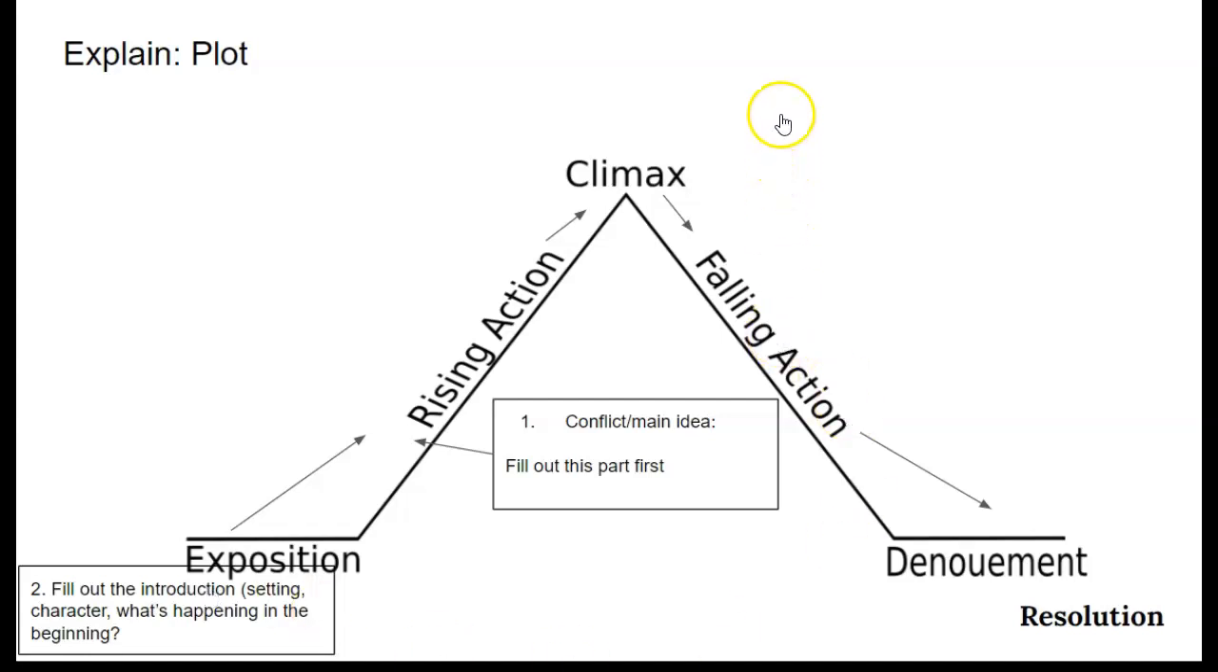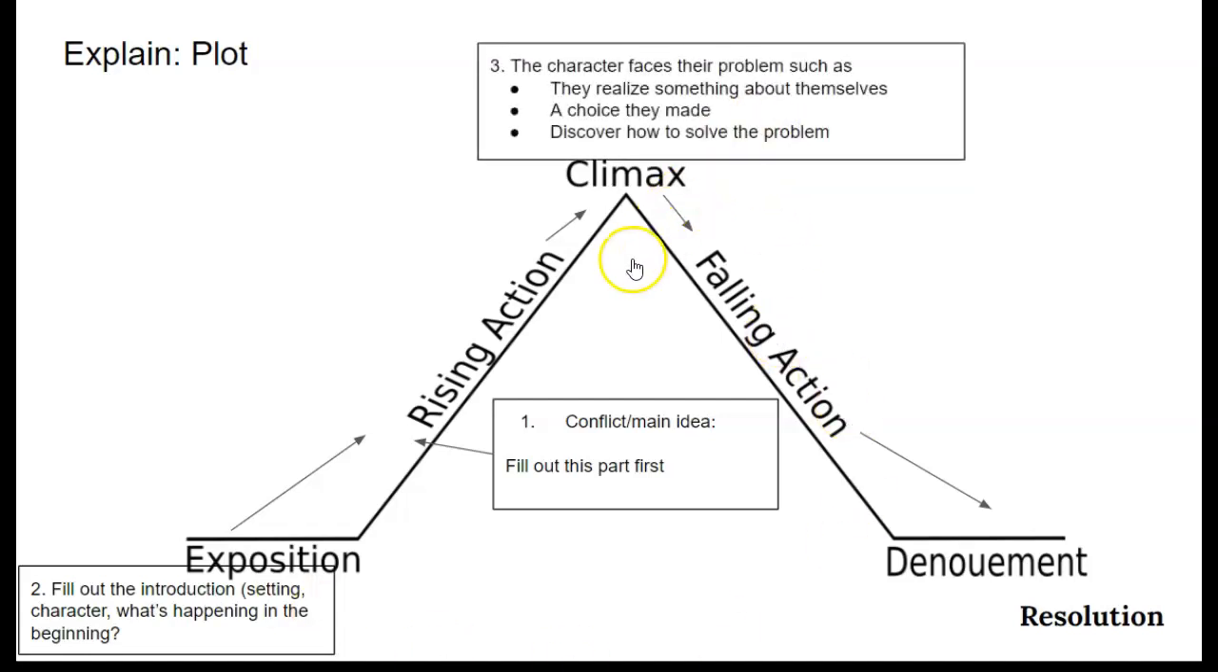The next thing we can fill out is the climax or the turning point. And this is when the character faces their problem, such as they realize something about themselves. Maybe they're not as funny as they thought, or maybe they realize they're not as athletic as they thought, or maybe they realize they are the bully and should change their ways.